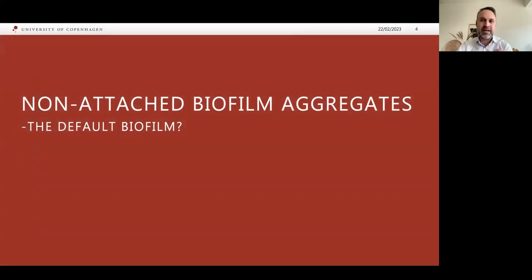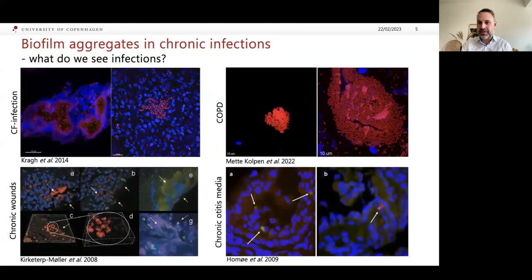And if we then go in and say, okay, but in these chronic infections that we're really interested in, how do the bacteria really look when we do microscopy in the infection? And the pattern is more or less always the same: we see small aggregates of bacteria. All the red here are bacteria, stained specifically for bacteria in cystic fibrosis infection, chronic wounds, COPD. And then we see a lot of immune cells surrounding these aggregates, trying to eradicate them, but they can't. And this is really the norm that we see in most chronic infections.